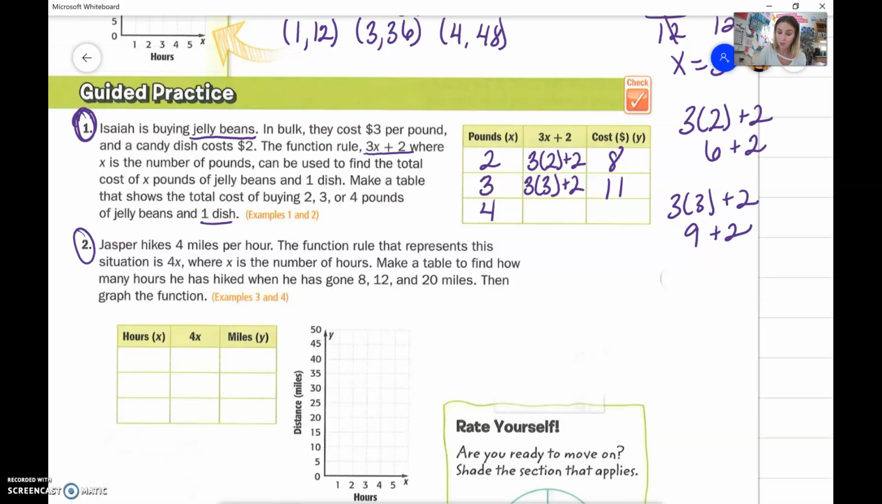So what happens if we wanted 4 pounds? So 3 times 4 plus 2. 3 times 4 is 12, plus 2 is 14. It would cost us $14.